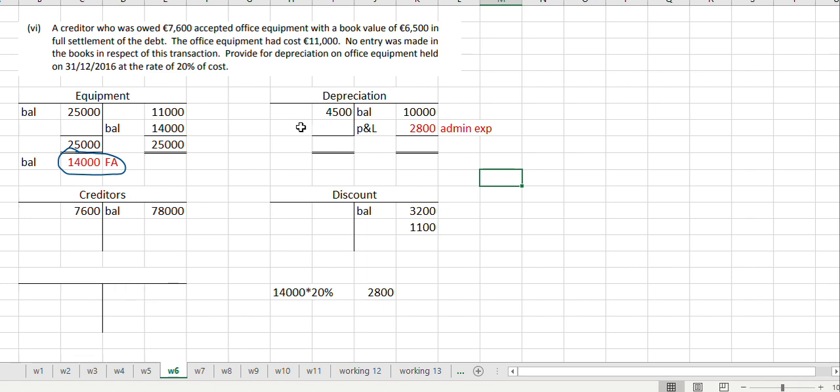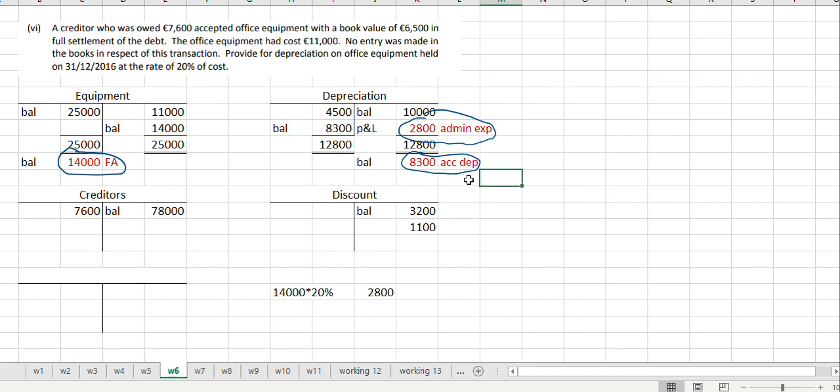Okay, from here we can balance again. So 2,800. The balance will be 8,300 down here, brought down, which is your accumulated depreciation in the balance sheet. I'm just going to circle that. That's your admin expense called depreciation of equipment. That's your accumulated depreciation. So you're going to have equipment 14,000, accumulated depreciation 8,300.